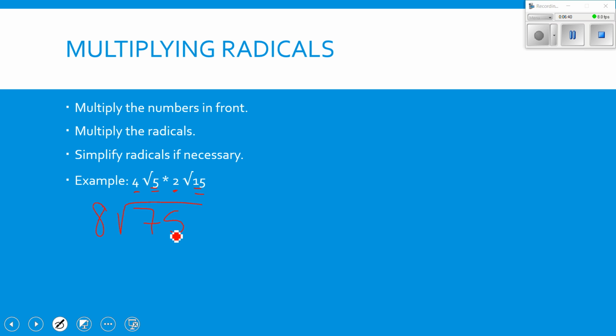Now I want to check if I can simplify radical 75. So I have 8, and then 75 factored is 3 times 5 times 5. And I have this couple I can pull out. Leaves the house. I have 8 times 5 root 3, or 40 root 3.